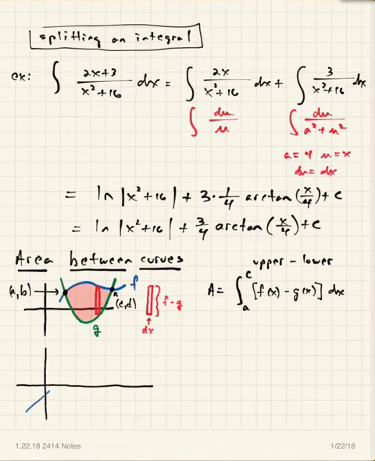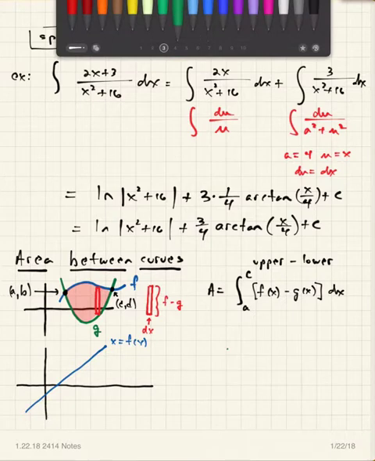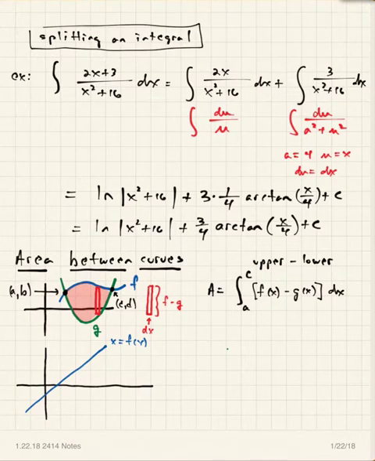I have this line like this, and let's say that curve is a function of y instead of a function of x. We have x equals some function of y right there. And then we have another curve, let's say like this right here, and this is x equals some other function of y. Let's call it g of y.